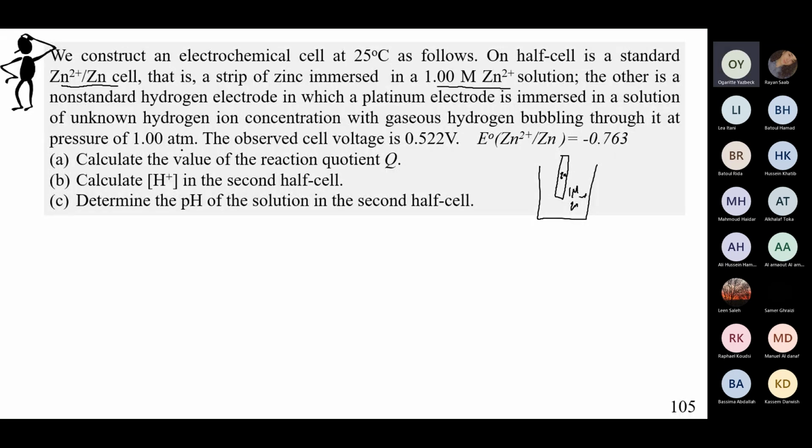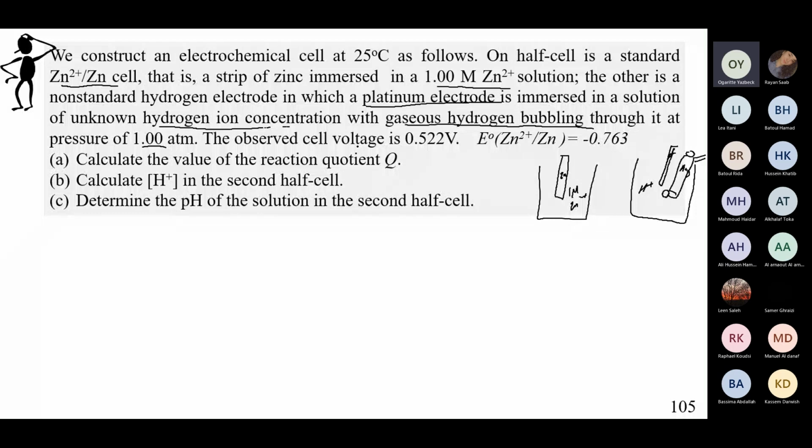The other is a standard hydrogen electrode, in which a platinum electrode is immersed in a solution of hydrogen ions and gaseous hydrogen bubbling through it at a pressure of 1 atmosphere. So we have a bubbler. We have H2 gas. We have a platinum plate because we have a solid, immersed in H+ solution at a pressure of 1 atmosphere.